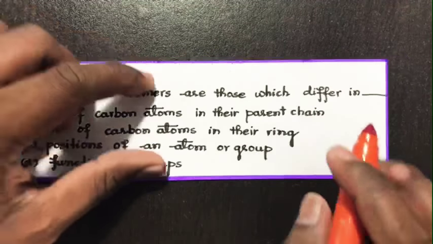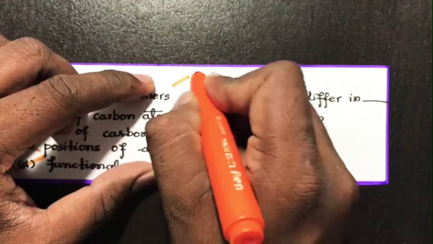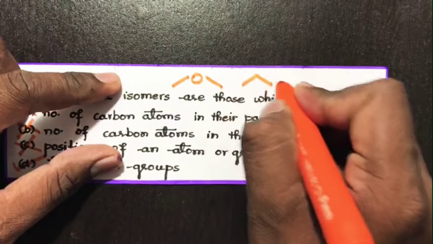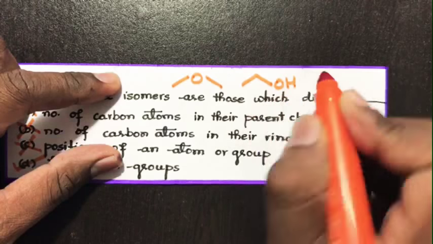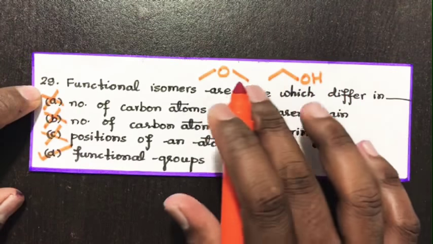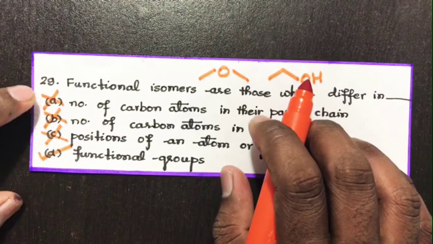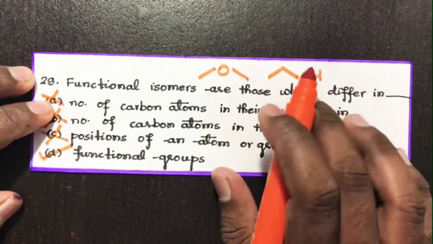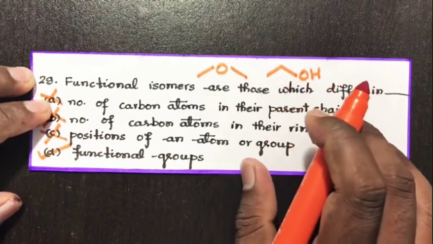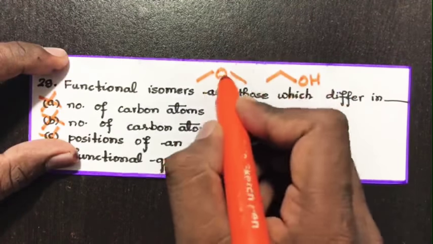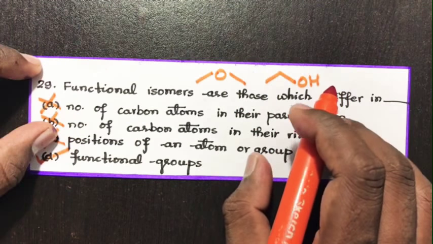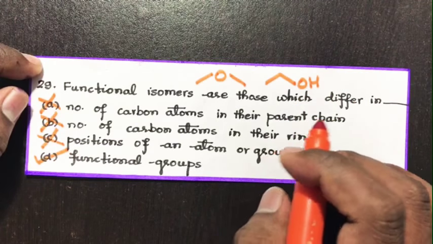For example, this is dimethyl ether and this is ethyl alcohol. Both have the same molecular formula, both contain 2 carbons, 6 hydrogens and 1 oxygen, but one has ether as the functional group and the other has alcohol as the functional group. So both are functional isomers.